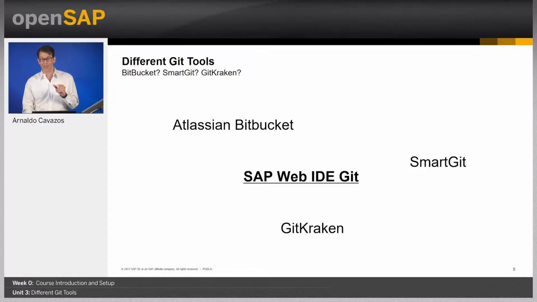Now, when I use the term SAP Web IDE Git, or just Web IDE Git, we're talking basically about another Git client. Web IDE is obviously an integrated development environment created by SAP. It can be used for UI5 development, and now with the full stack Web IDE, Java and HANA DB development. It's an environment that resides inside SAP Cloud Platform.